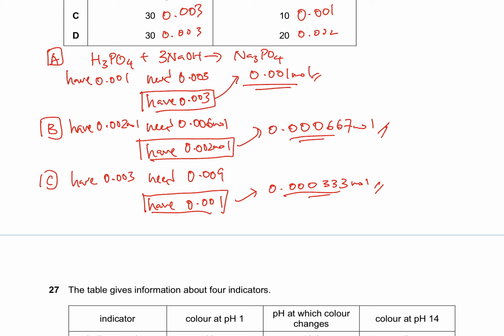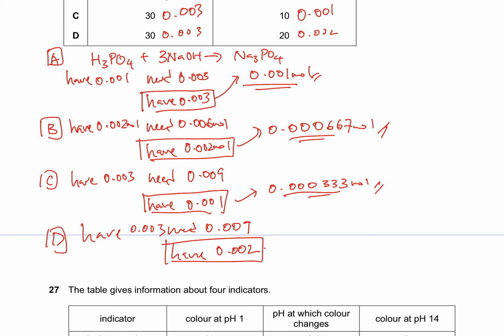Okay, let's look at D. So for D, have, need, have. You need to do this, okay? Please don't take any shortcuts. I have, and then based on mole ratio, I need, but I only have 0.02, right? So I highlight, this is the one that I don't have enough of, so I do my calculation.